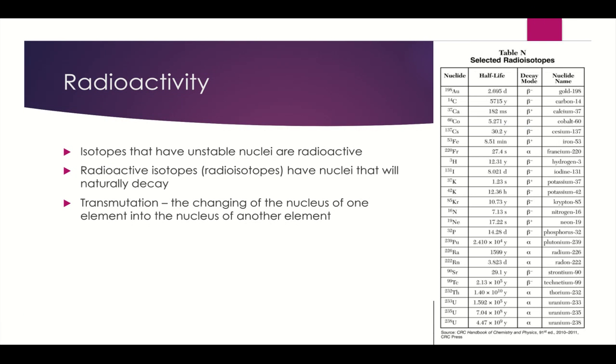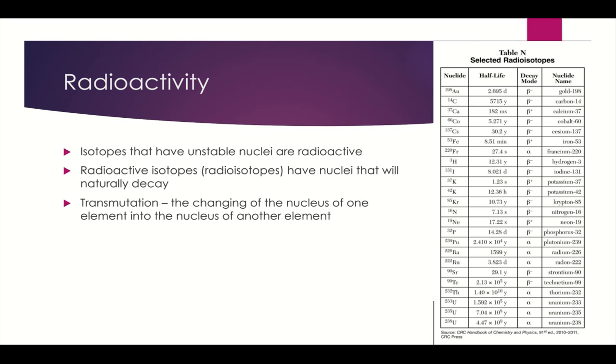Okay, so we have a list of radioactive isotopes on table N. Okay, you can see it starts off with gold 198. Okay, and you can see something in the middle that says half-life. We'll talk about that in another video. And decay mode, which we'll talk about in a little bit. So radioactive isotopes have nuclei that will naturally decay, meaning they're going to break apart. They cannot remain the same. Okay, they are going to change into a different element, or at least into a different isotope, I should say.